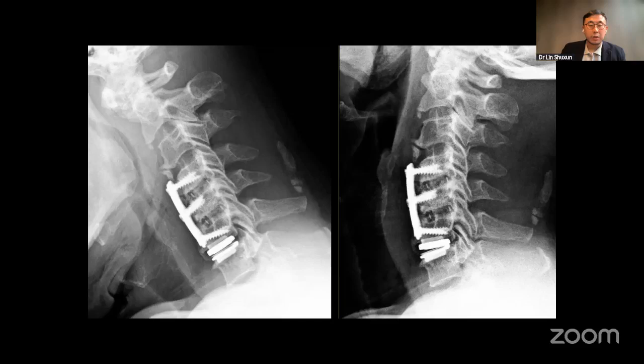We weren't sure the fusion was solid, and we did try to test it, but erring on the side of caution, the plate was replaced. So post-op X-rays at 1 year show motion is preserved. Those are the flexion extension views.